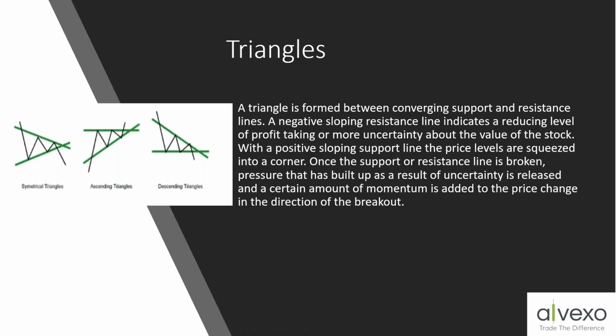So a triangle is formed between converging support and resistance lines. A negative sloping resistance line indicates a reducing level of profit taking, with a positive sloping support line and a price level that are squeezed into a corner. Ultimately, triangles are about, and you don't have to remember ascending, descending, and symmetrical, when you see a triangle, it's about the story of price being pushed into an apex, into the center of a triangle.